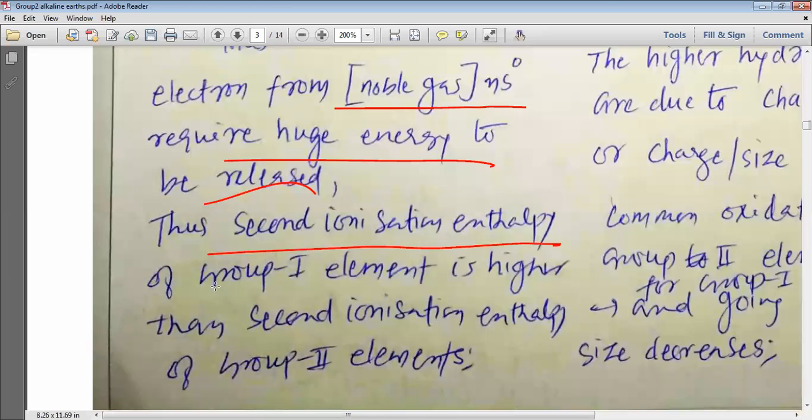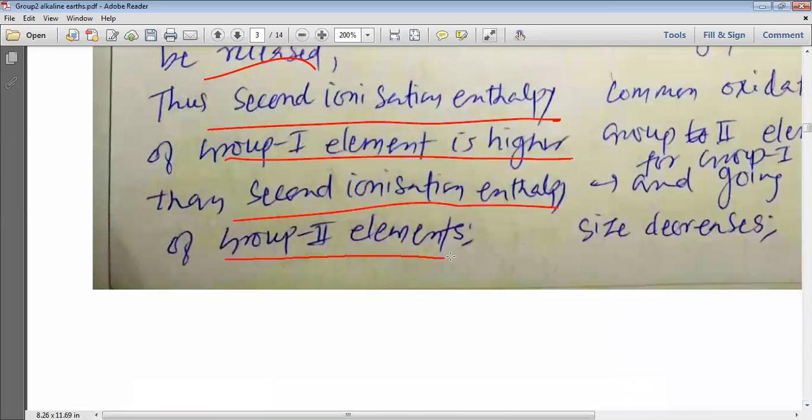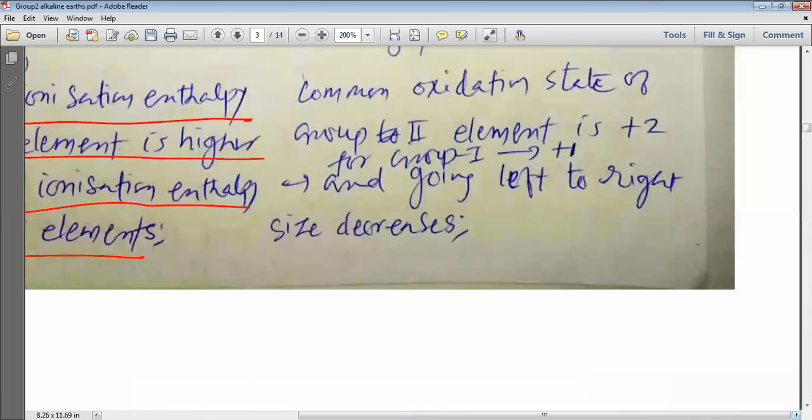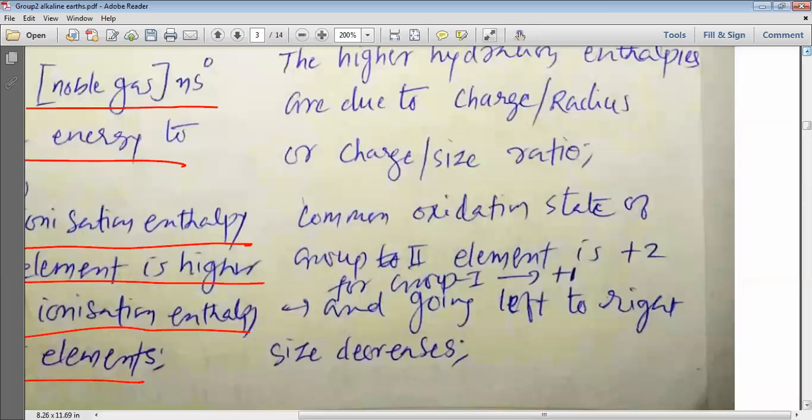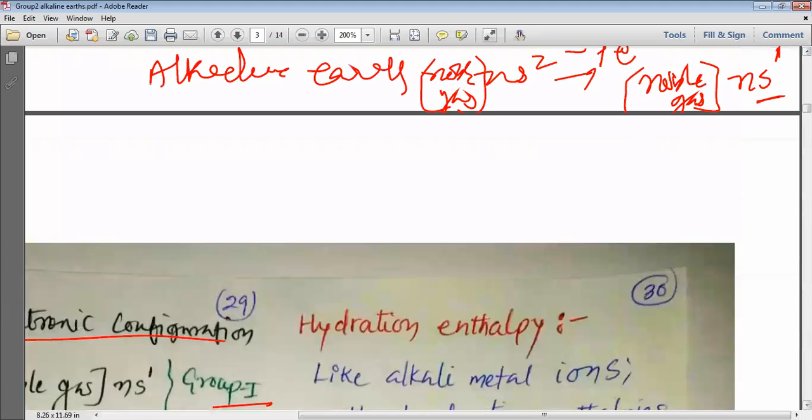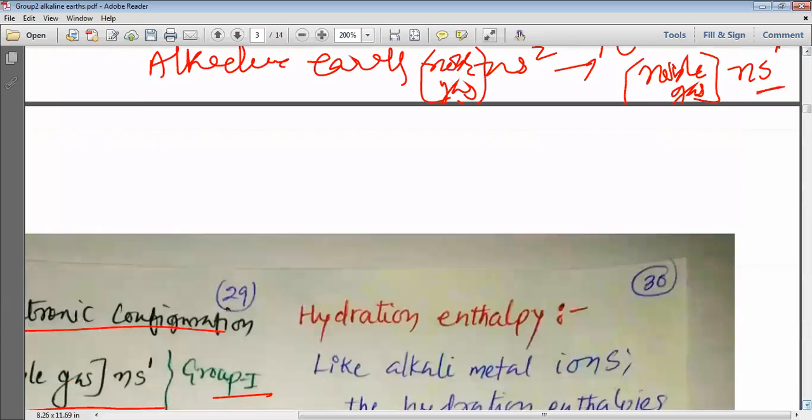The second ionization enthalpy of group 1 elements is higher than the second ionization enthalpy of group 2 elements. That is how you can easily understand that group 2 elements have lower second ionization enthalpy, but they have higher first ionization enthalpy compared to the group 1 elements. This is even a tricky question, so it may be asked.